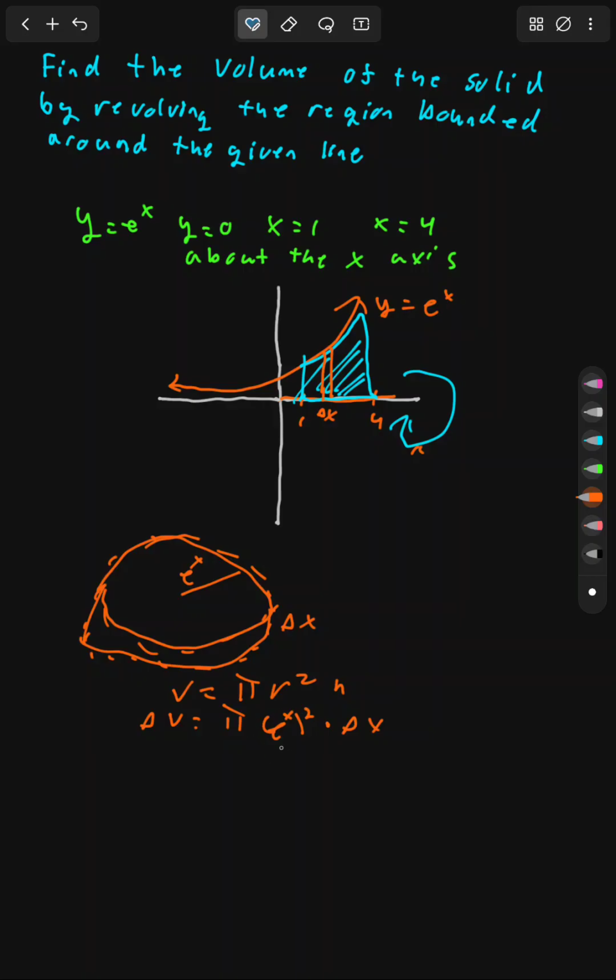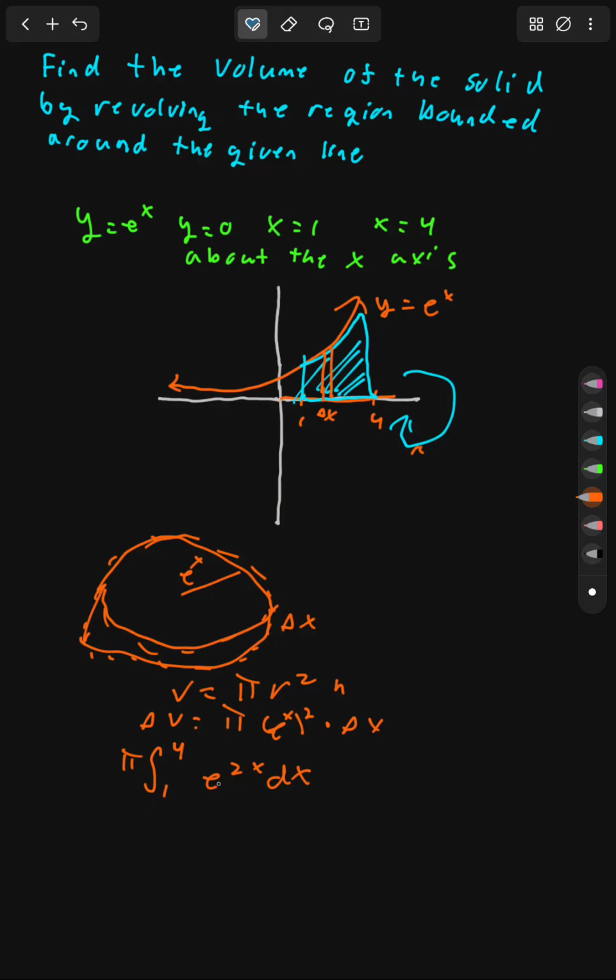Now we just have to put this into integral form, which is going to be the integral from 1 to 4, as that's where we're bounding the area. E to the x squared is the same thing as e to the 2x, so we get e to the 2x. I pulled the pi out front, and this change in x becomes dx, as we're adding infinitesimally small widths to find the total volume to an accuracy.